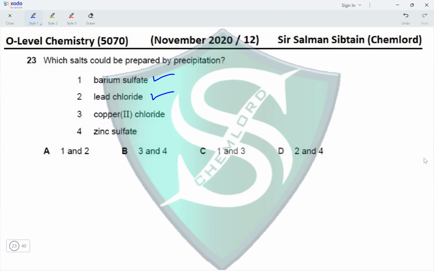Copper(II) chloride is a soluble salt. It cannot be formed by precipitation. Zinc sulfate is also soluble, so it cannot be formed by precipitation. So out of the four given salts, only 1 and 2 are correct, making option A the correct option for this question.